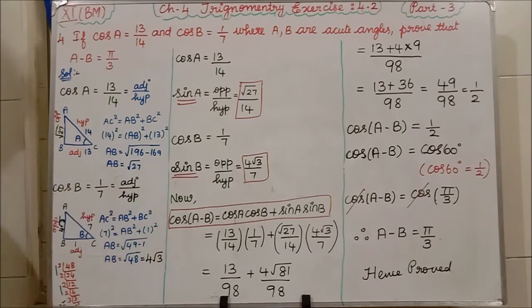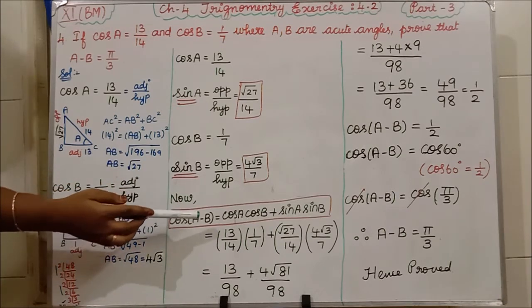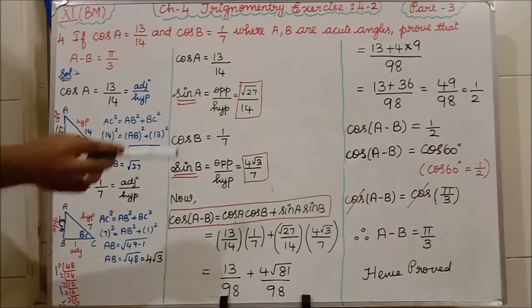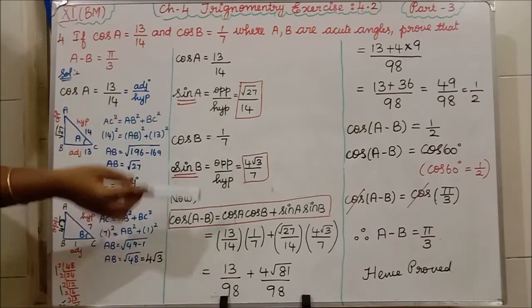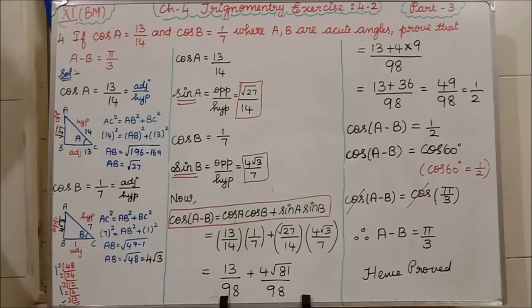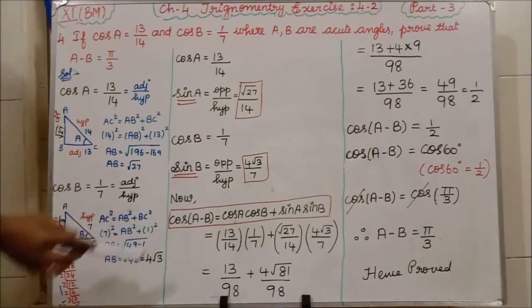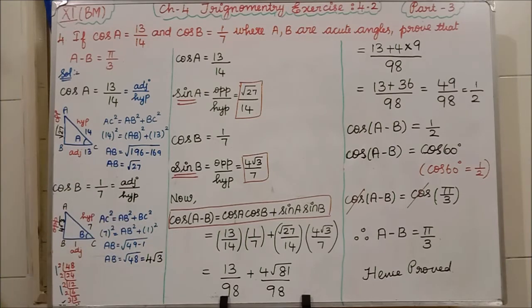Okay. Next, what formula am I applying? cos(A minus B) equals cos A into cos B plus sin A into sin B. You can ask me, why ma'am are you using the cos formula? Why don't we use the sin formula? See, in the question they have given that A and B are acute angles. So which angle is greater we don't know. Whether A is greater or B is greater we don't know.